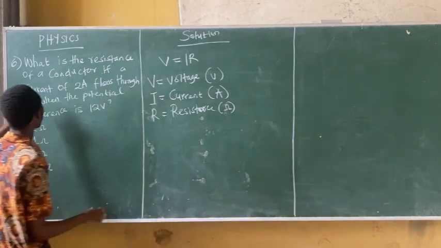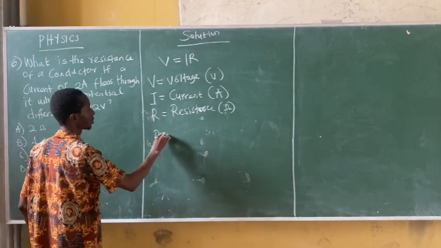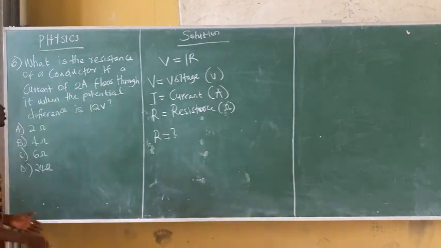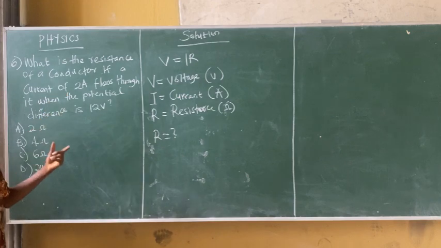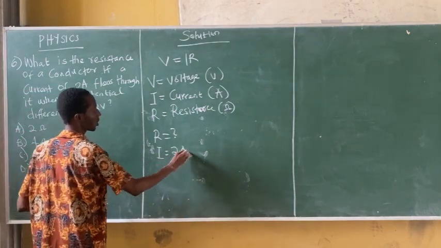From the question, they said, what is the resistance of the conductor? So the resistance, we don't know it. If a current of 2 amperes, they gave us current I to be what? 2 amps.